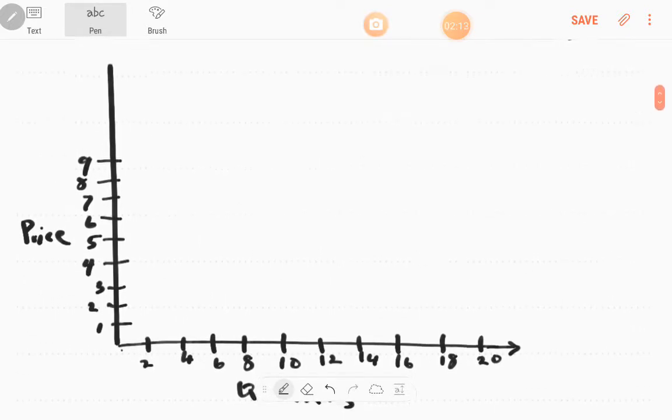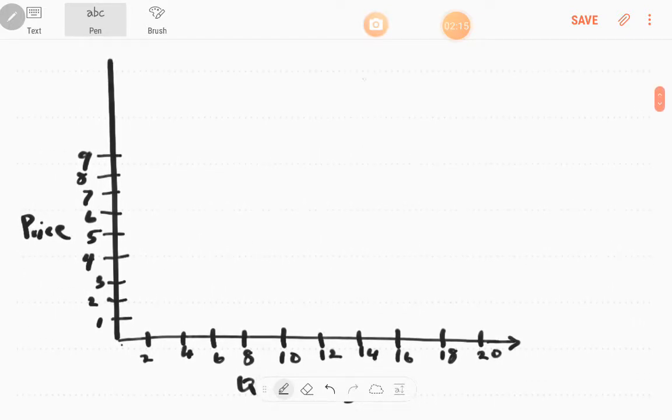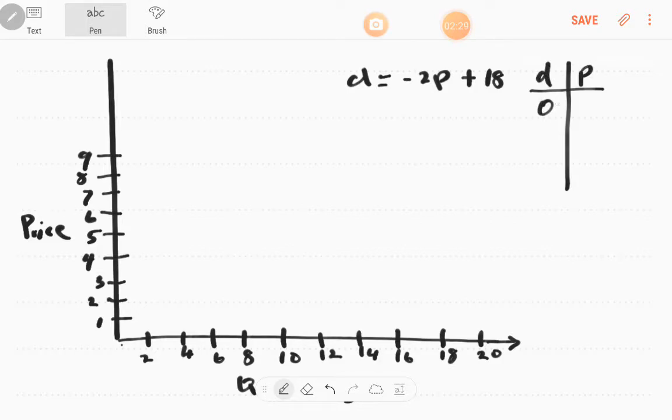Okay, so we're going to do a little sketch of that graph, and that function reads D equal to minus 2p plus 18. So using the intercept method, we're going to set 0 for the quantity. So if D is 0, and solving for P, we'll get P is equal to 9. And now we're going to set the price equal to 0. And then the quantity D is equal to 18.